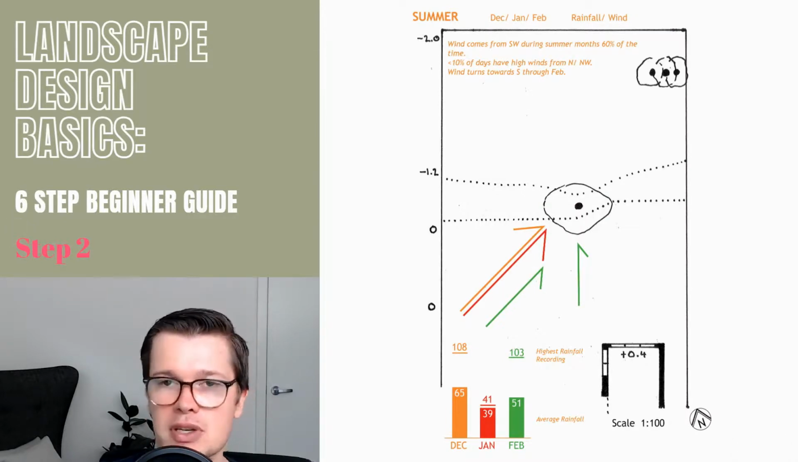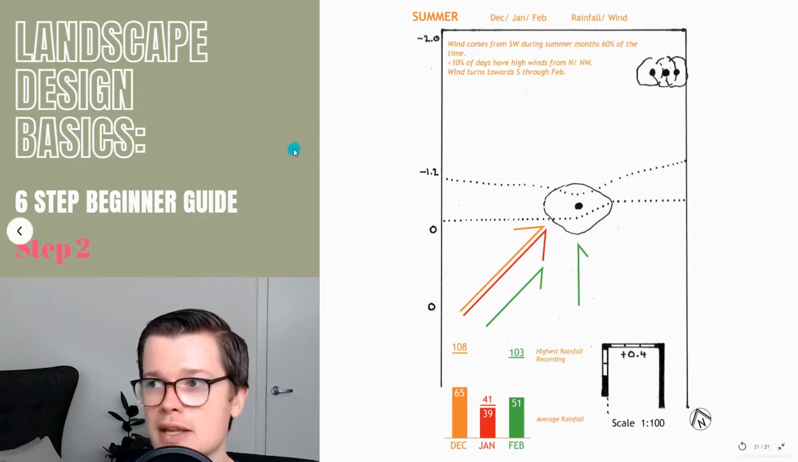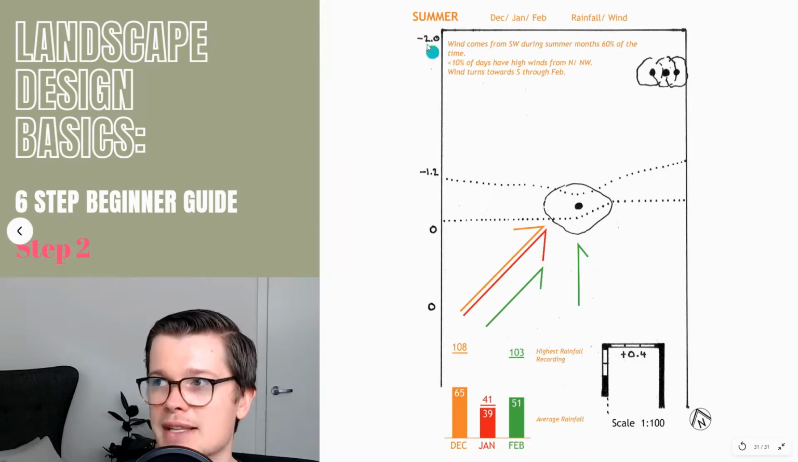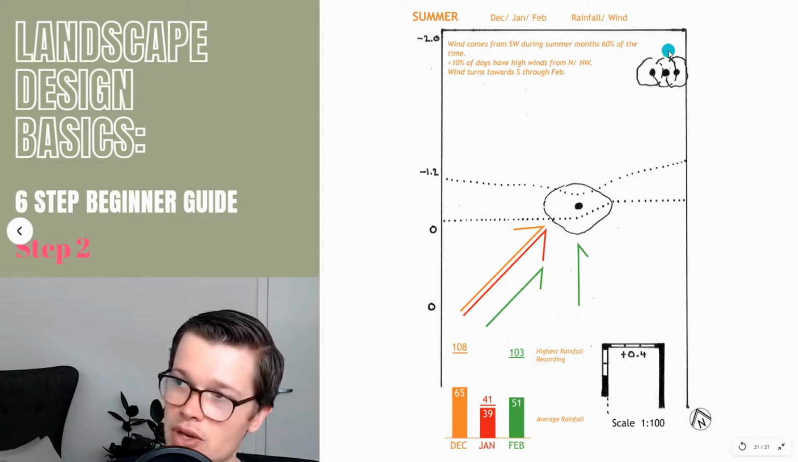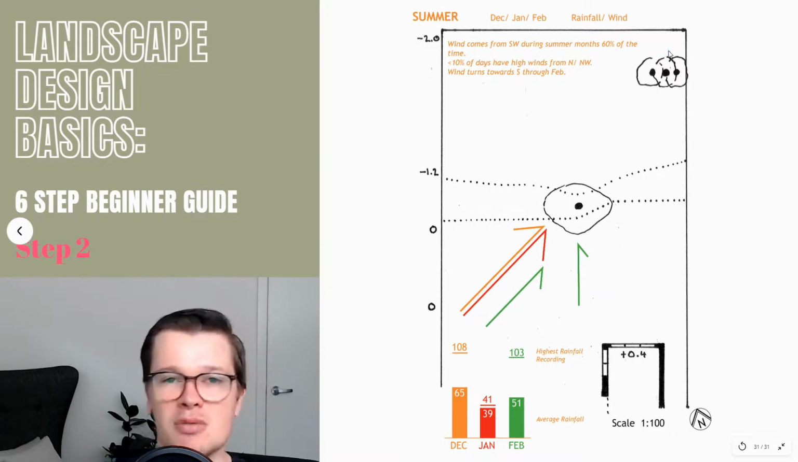This is just an example I used from my book, and it's basically just looking at summer. So we've got rainfall and wind in summer. I made a note: wind comes from the southwest during summer months, roughly 60% of the time. Less than 10% of the days have high winds from the north-northwest. Again, that's that hot northwesterly breeze.